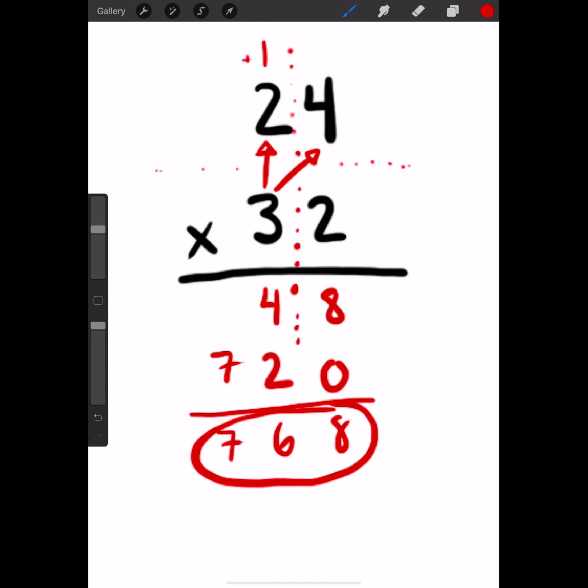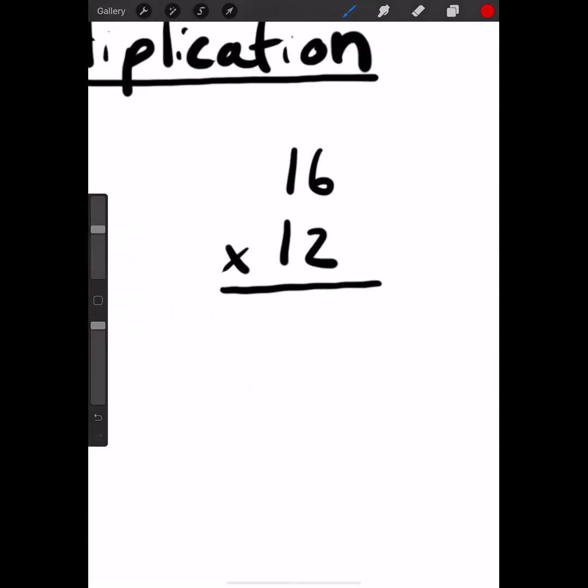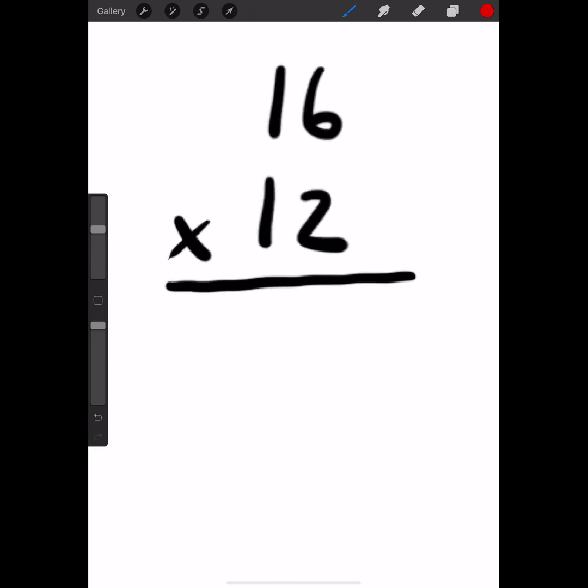24 times 32 is 768. We'll try this with another example. Again, I'm going to divide my columns into ones and tens. Now, I'm going to multiply from the bottom. So in the ones place, 2 times 6, I know that this is 12. I write the first number, or the number in the ones digit, down, and I carry the 1 above.